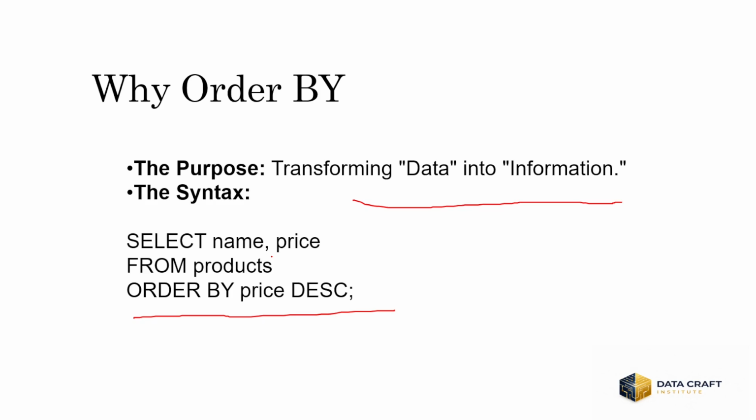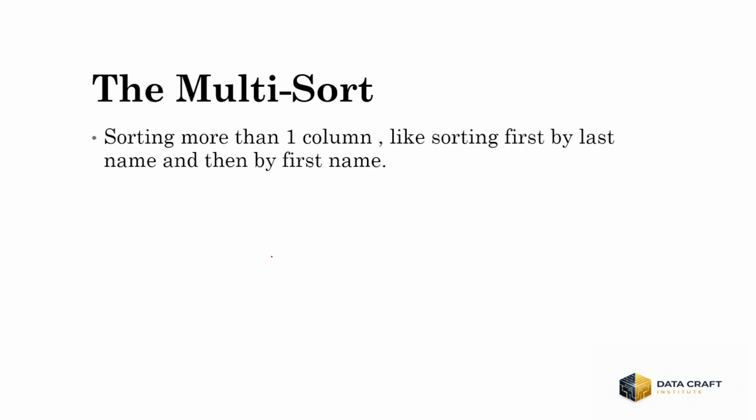Now we will jump into the practical. Before that, we will learn multi-sort. Now we can also sort more than one column. Imagine sorting a company directory by last name and then for everyone with the same last name, sorting by first name. This keeps your data clean. So let's jump into the practical.